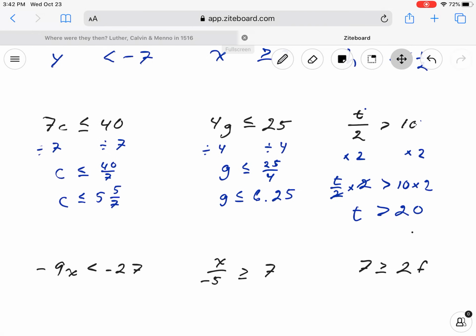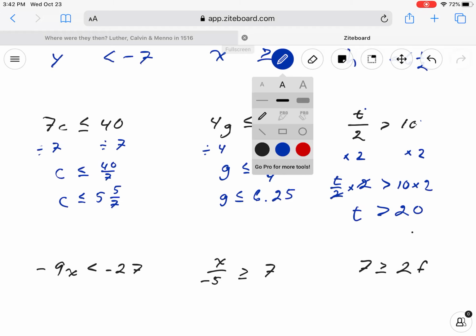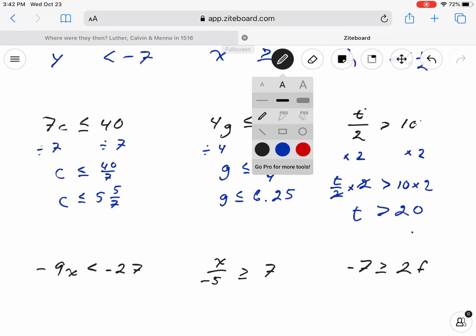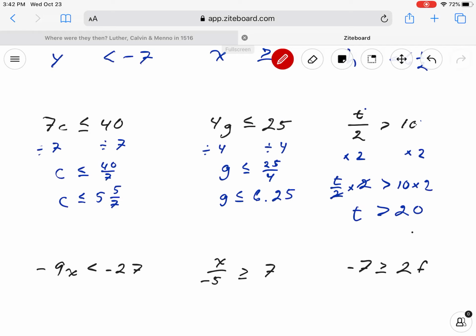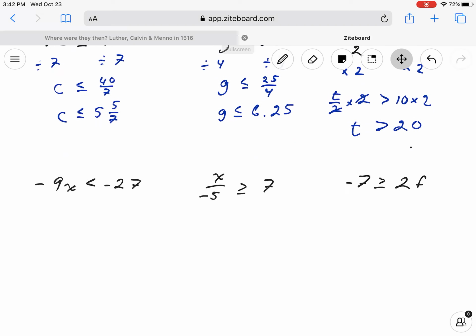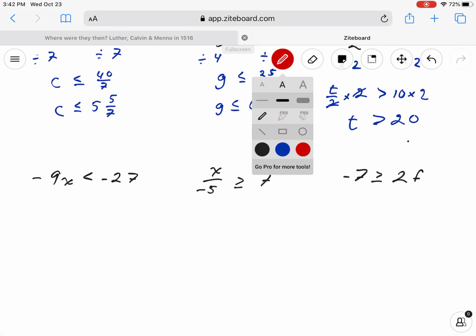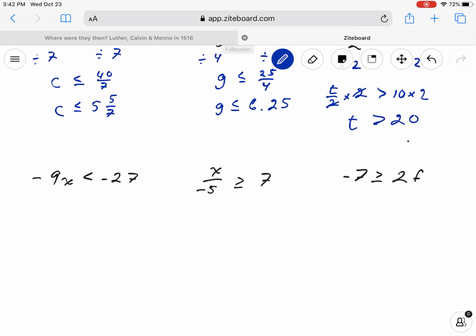Then we have negatives. Okay, and negatives are the only way this is different than normal equations. If I multiply or I divide by a negative, I must change my sign. Okay, and let's go through this.